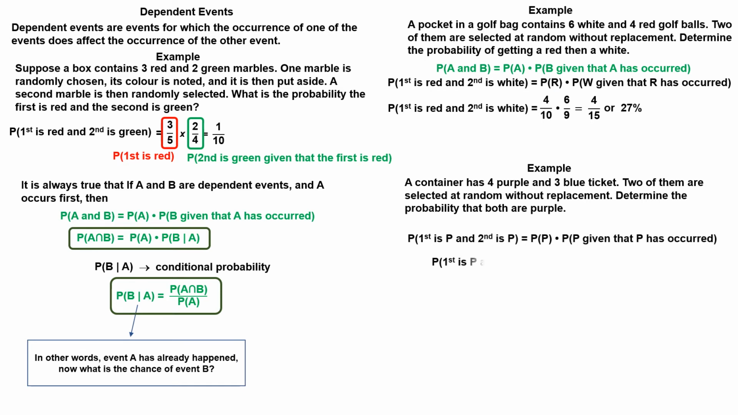The probability the first is purple is 4 over 7. The probability the second is purple given that purple has occurred is 3 over 6. The probability is 29%.